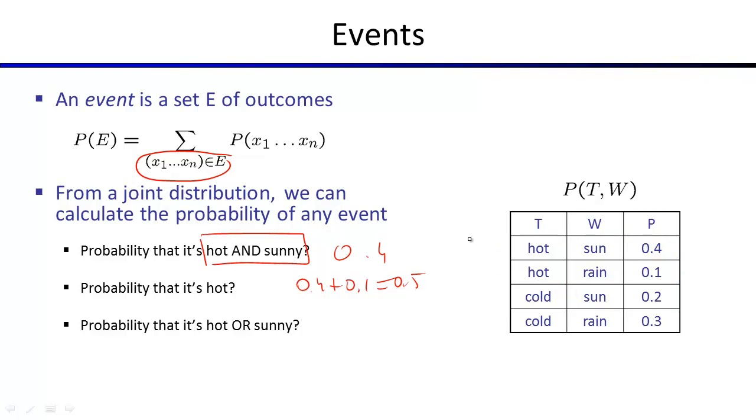Last one, what is the probability that it's hot or sunny? So any row that has hot, any row that has sun in it is compatible with this event. So we have the first 3 rows. So we have 0.4 plus 0.1 plus 0.2, which is 0.7. That's the probability of the event hot or sunny.